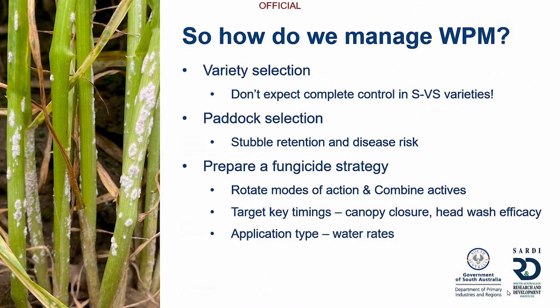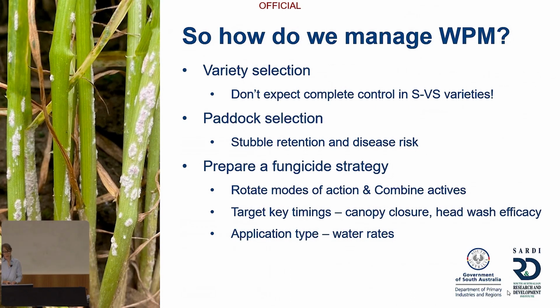So how do we actually manage wheat powdery mildew? Variety selection, I think it's a matter of growers picking the best option that they've got, but also not expecting, if they've got an S to a VS variety, that they're going to get complete control. Paddock selection, I think we really need to be thinking more about our paddock selection, our rotations, our stubble retention systems, and what kind of disease risks they are creating.